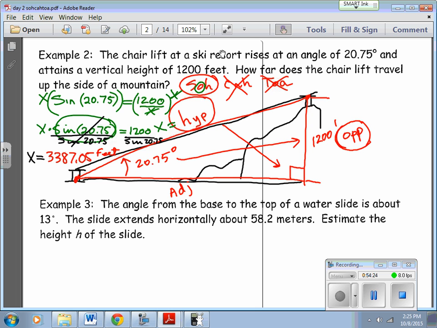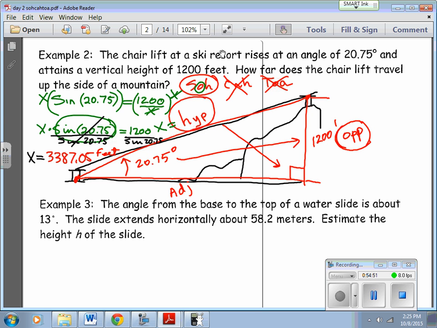3,387 feet sounds pretty accurate. Do you guys agree that the distance the ski lift travels should be greater than the height of the mountain in this case, since the angle is a small angle? We always got to check, do the answers sound appropriate or not?